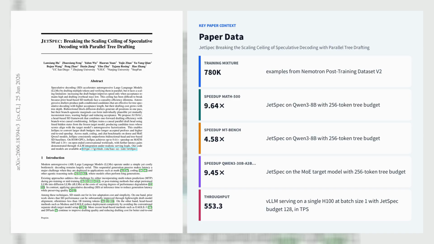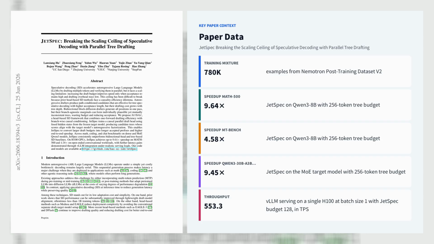Let's explore the first paper: JetSpec, breaking the scaling ceiling of speculative decoding with parallel tree drafting. JetSpec, from UC San Diego, Zhejiang University, UIUC, Nanjing University, and StepFun, attacks the speculative decoding scaling ceiling by combining one-pass parallel drafting with branch-wise causal conditioning. Instead of D-Flash-style block diffusion, which can generate mutually inconsistent candidate trees, JetSpec trains a causal parallel draft head on fused hidden states from a frozen target model, so each node is conditioned on its own ancestor path.